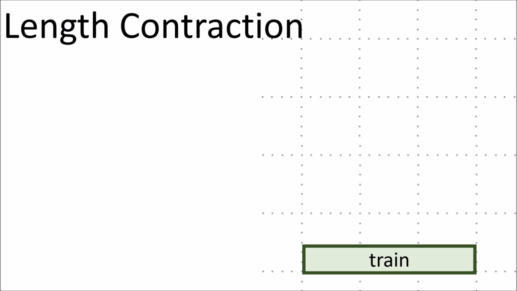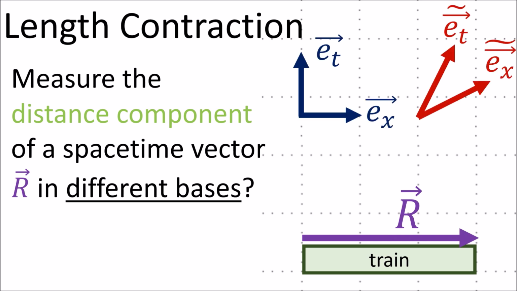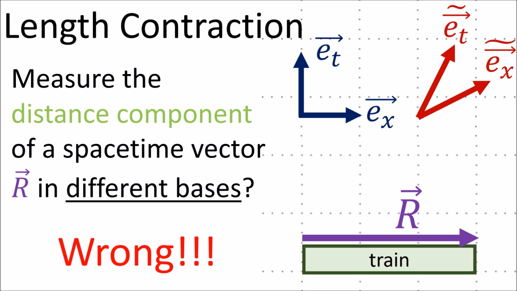Now, an easy mistake to make is to think that length contraction is just the result of measuring a spacetime vector in different bases and getting different position components. But this is actually very, very wrong.